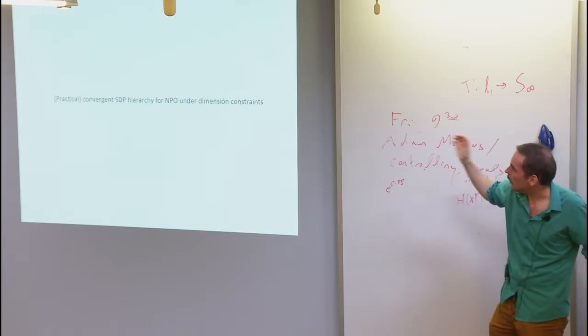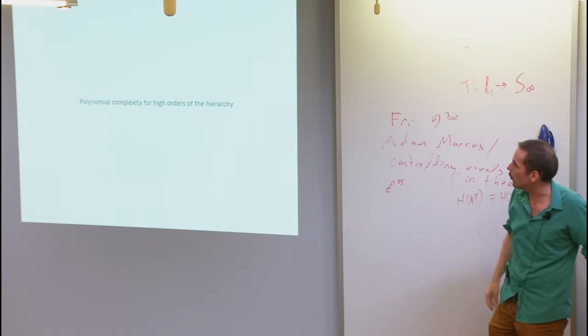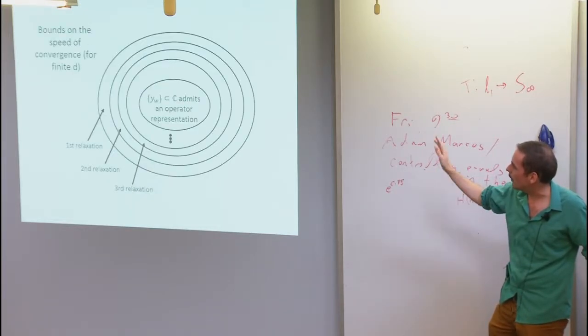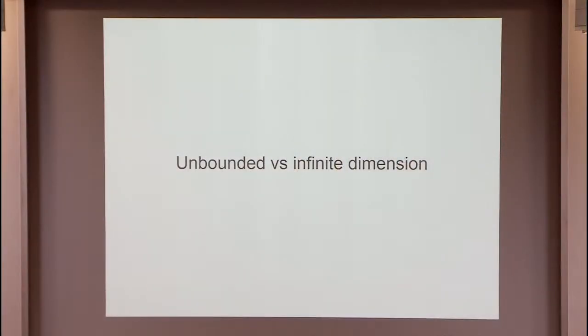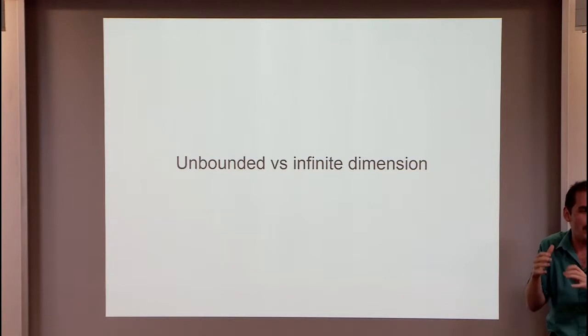Okay, so in conclusion, here I have presented some converging SDP hierarchy for NPO and the dimension constraints. I've argued very quickly, although maybe we can discuss this, the polynomial complexity of this hierarchy. Did it work? Well, there are many problems: real matrices, bounds on the convergence. The good thing is that I'm really excited about this problem. I think it's the closest to science fiction I will ever get.